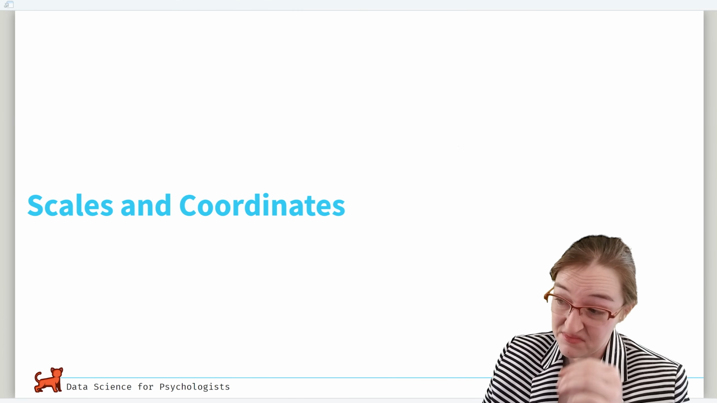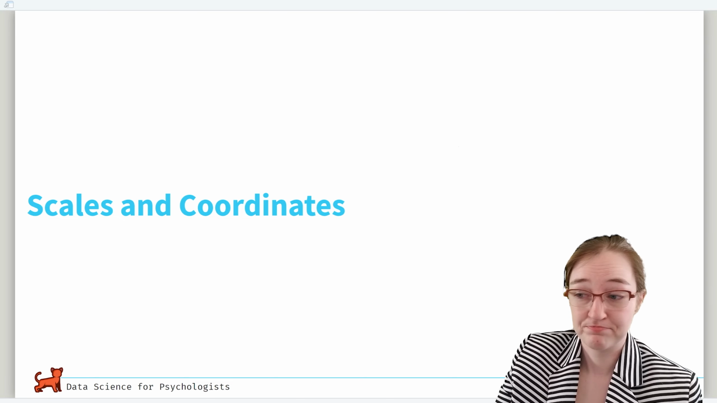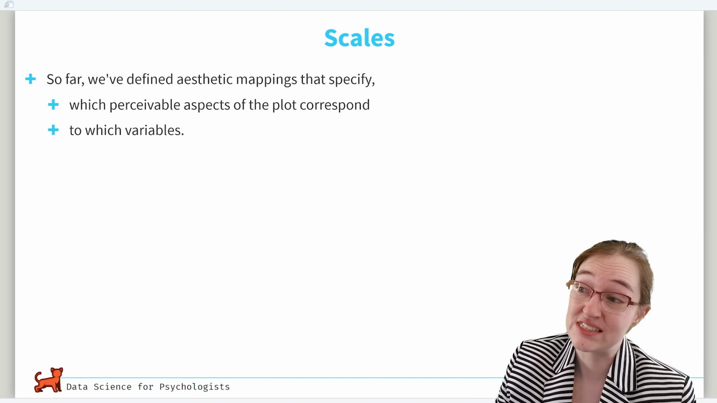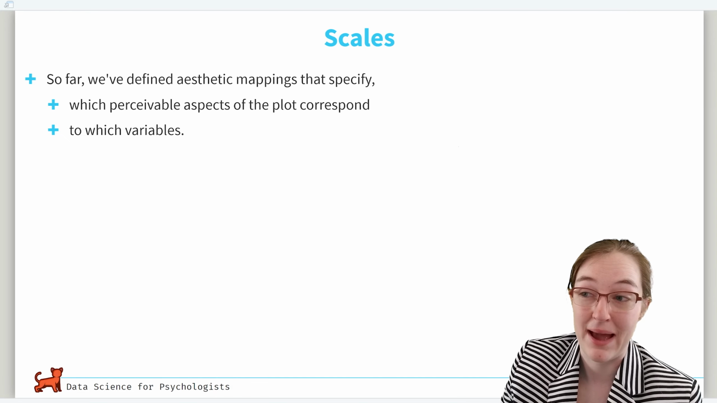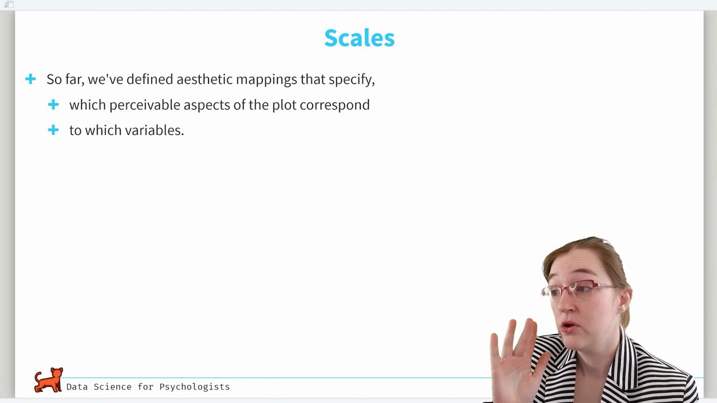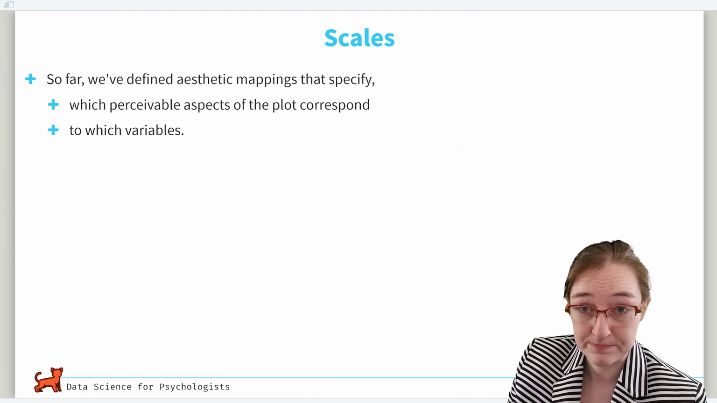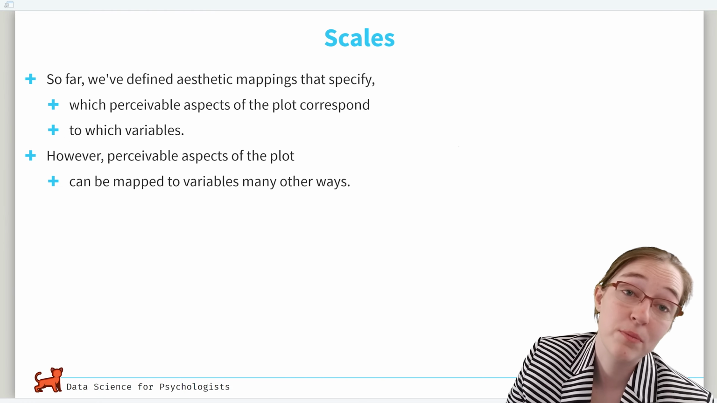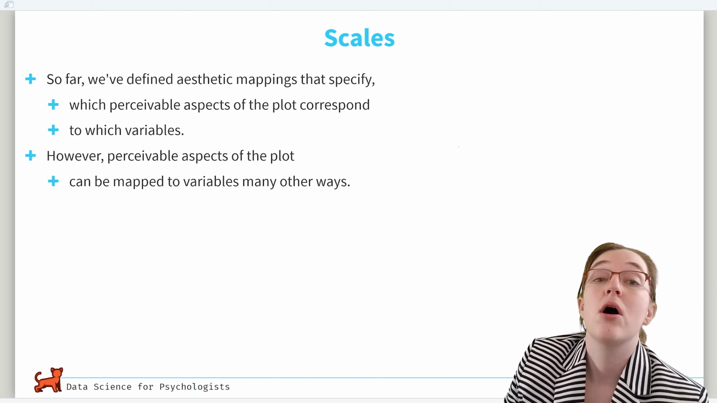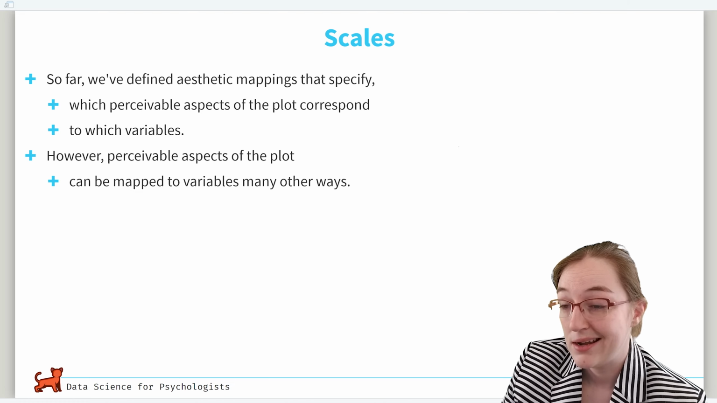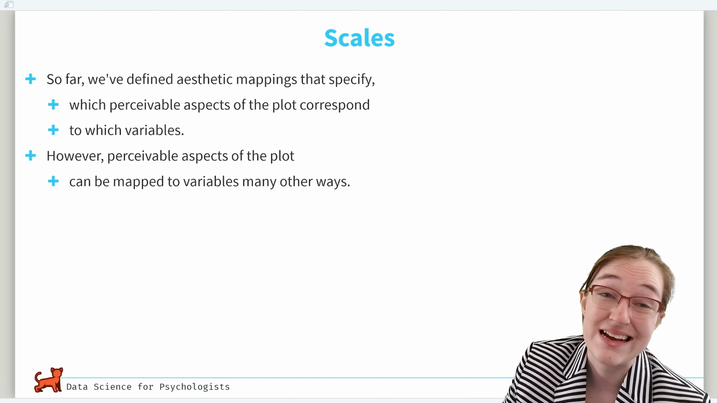Okay, scales, coordinates. Let's talk about them. So far, we've defined the aesthetic mappings that specify which perceivable aspects of the plot correspond to what variables. However, there are more perceivable aspects of the plot, and these can be mapped to variables in tons of other ways.